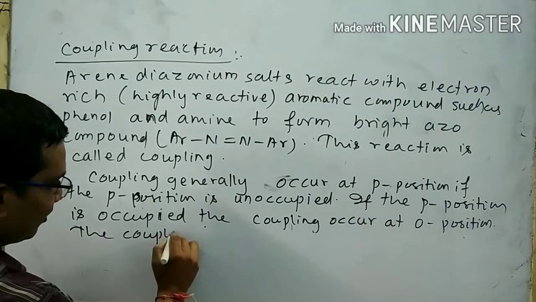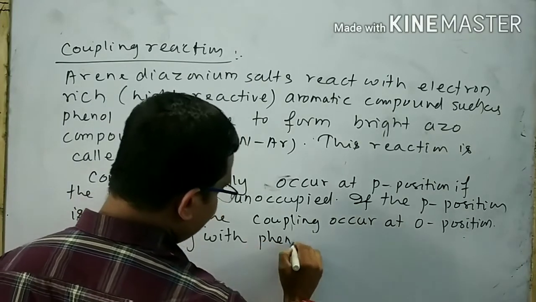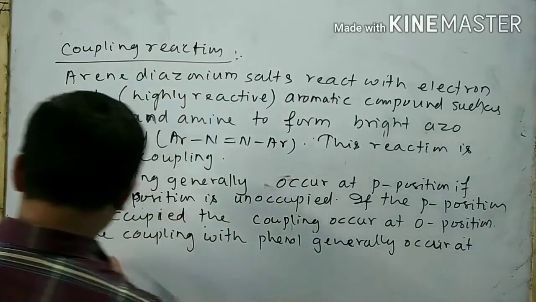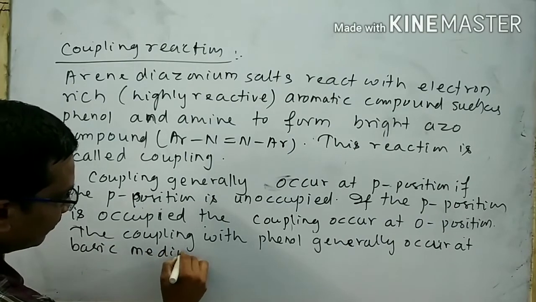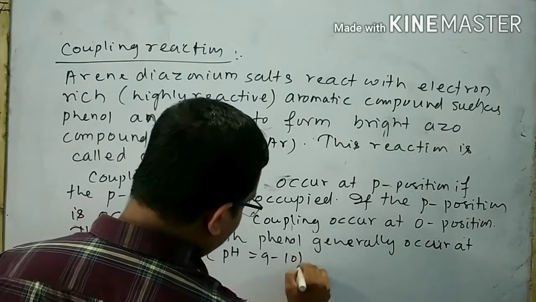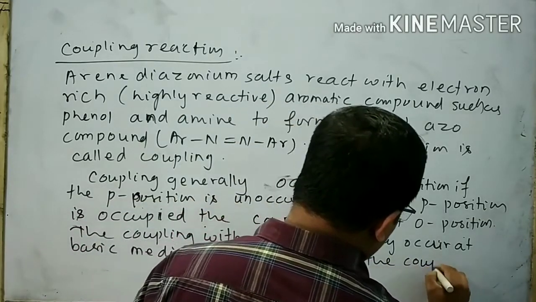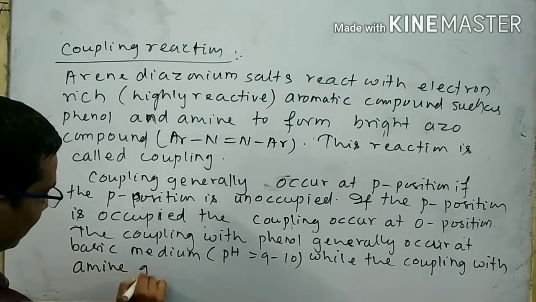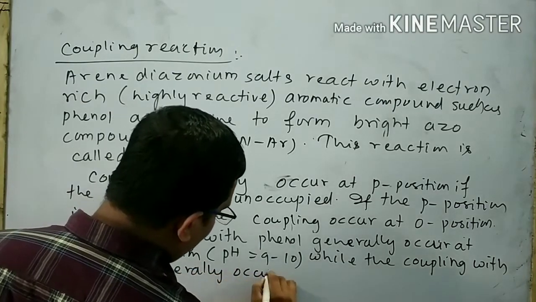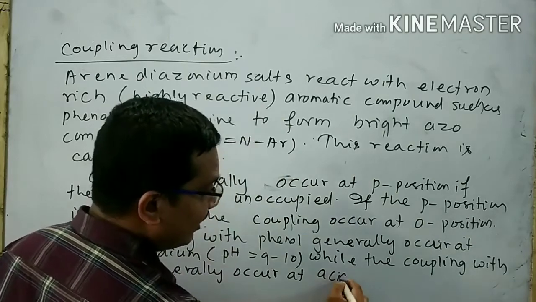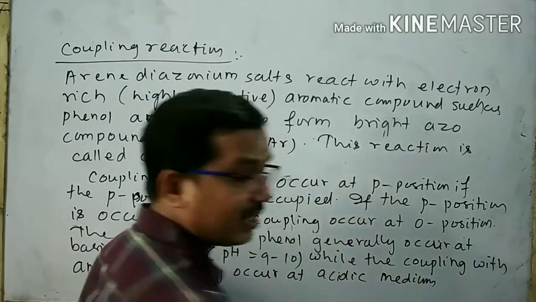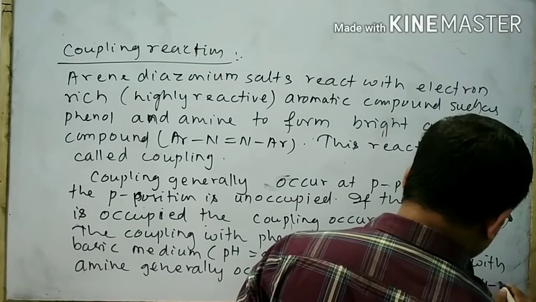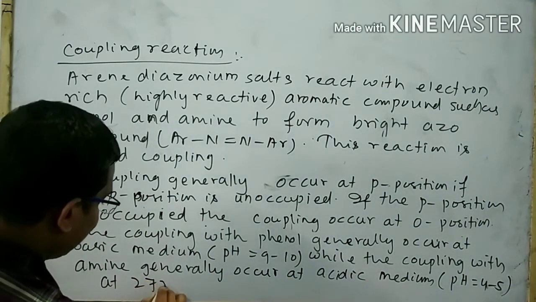The coupling with phenol generally occurs in basic medium, that is pH 9 to 10, while the coupling with amine generally occurs in acidic medium, that is pH equal to 4 to 5, at 273 Kelvin temperature.